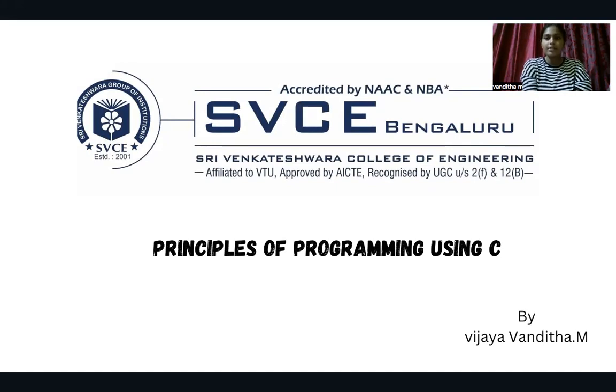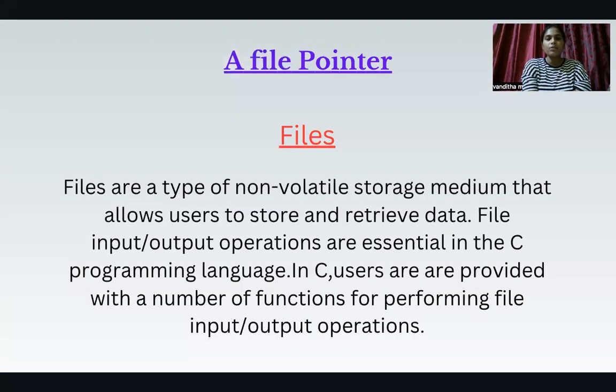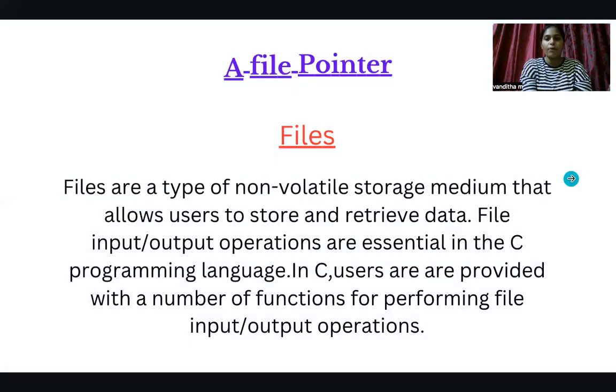I'm here to discuss a few things about principles of programming using C. First, let's discuss what is a file pointer. What are files? Files are a type of non-volatile storage medium that allows users to store and retrieve data. File input-output operations are essential in the C programming language. In C, users are provided with a number of functions for performing file input-output operations.